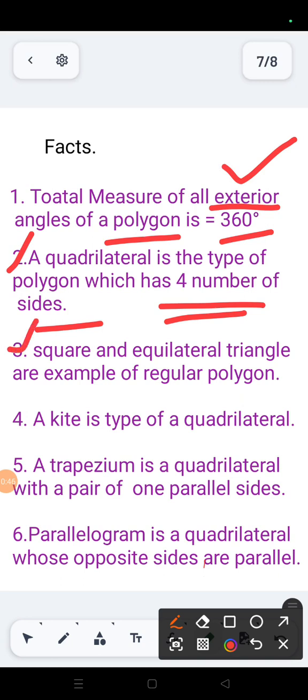Point number 3, square and equilateral triangle are examples of regular polygons, because in the square all four sides are equal and each interior angle is a right angle and equal. Its value is 90 degrees. Similarly, in the equilateral triangle, there are three equal, congruent sides, and each interior angle is 60 degrees. So it is in the category of regular polygon.